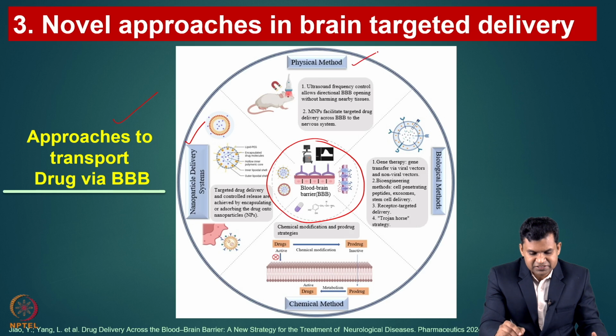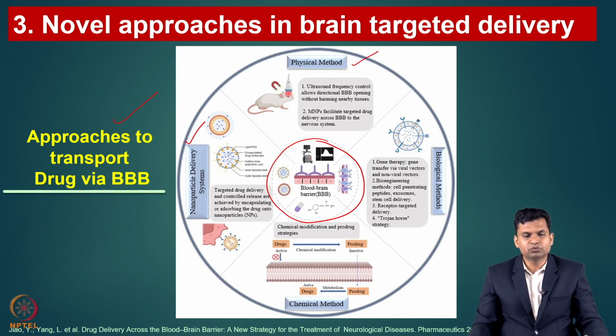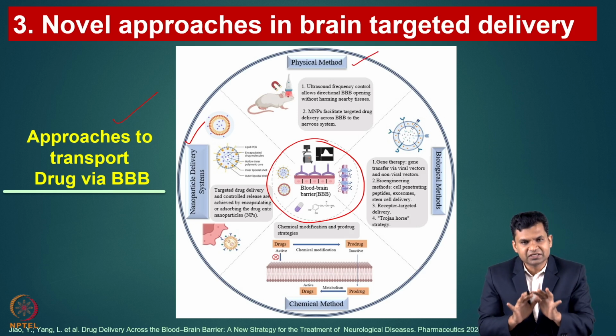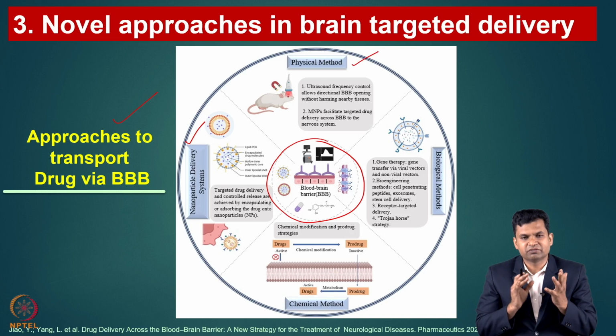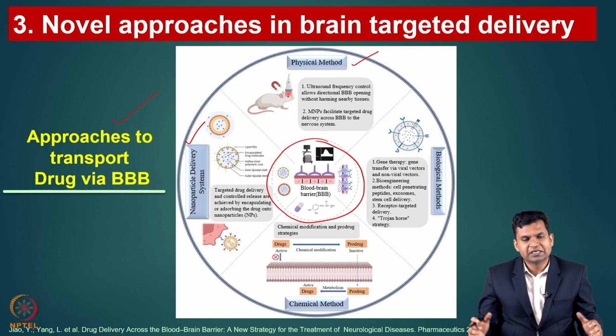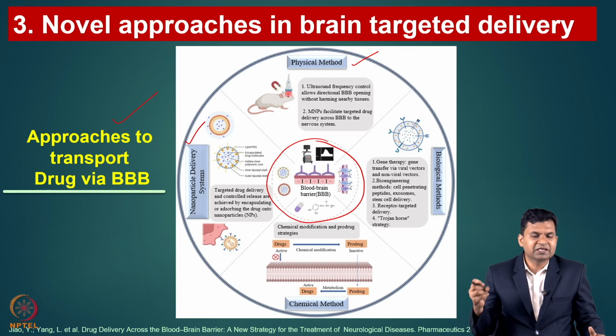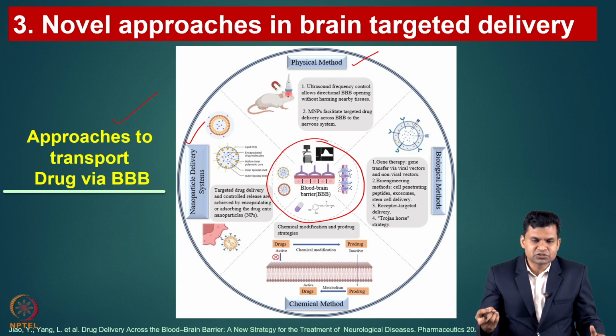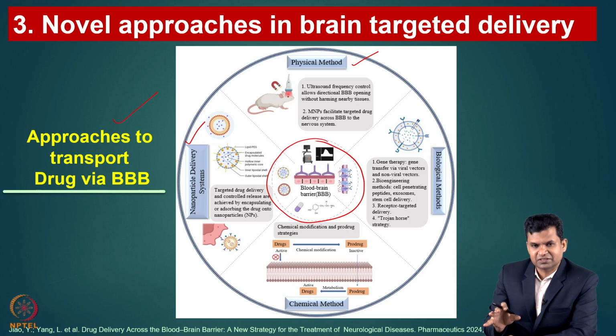The second one is the physical method. Here we apply some physical energy, which may be ultrasound, magnetic therapy, pH sensitive strategies, or temperature sensitive strategies by applying heat. By using the physical method, we can improve the accumulation of drugs in the brain, and with these methods we can also cross the blood brain barrier.